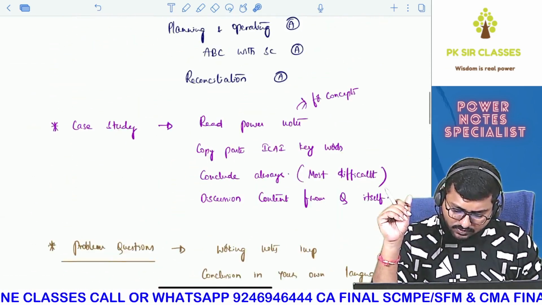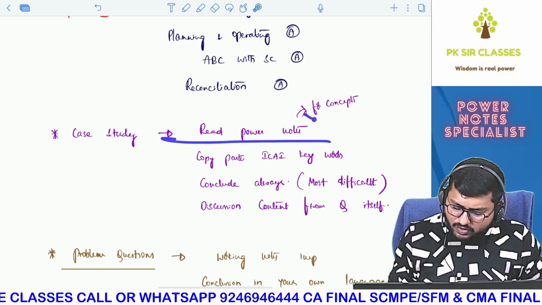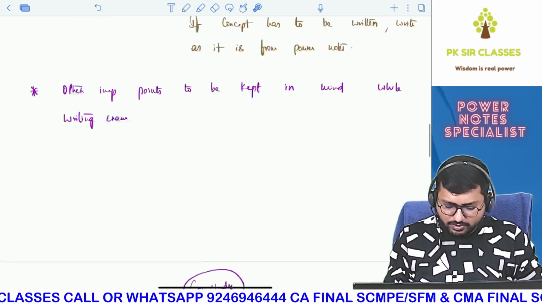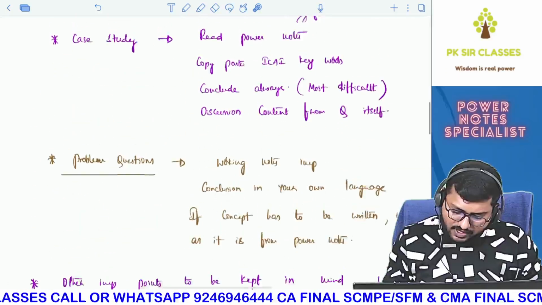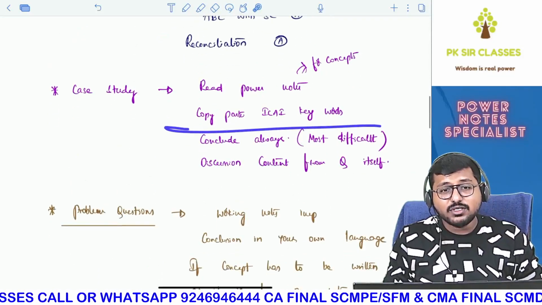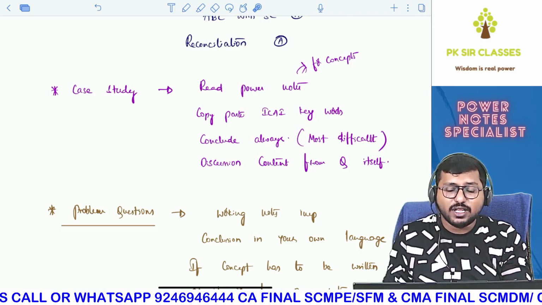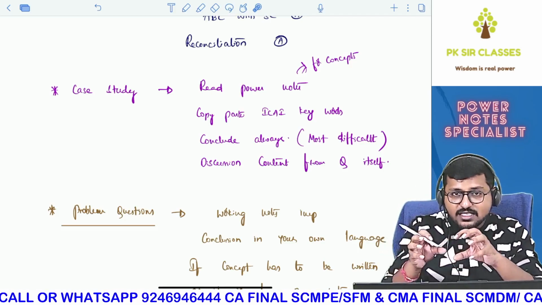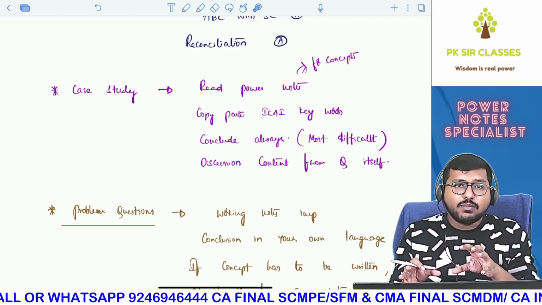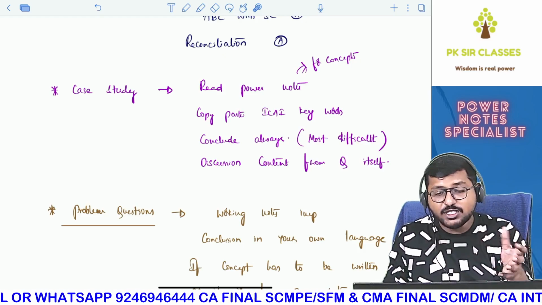Next, that's what I've written. Read power notes for the concepts. You have to reproduce that here. Next, copy paste the ICA keywords. Don't worry about that. Your power notes has been written by keeping keywords in perspective only. That's the reason the words have been taken as they are from the ICA in most of the parts, because otherwise we'll not get marks in the examination if I change that as well.